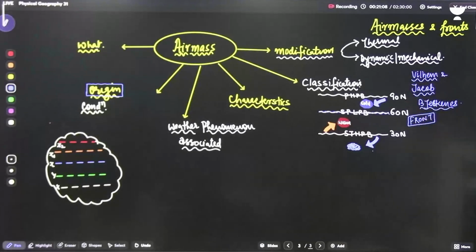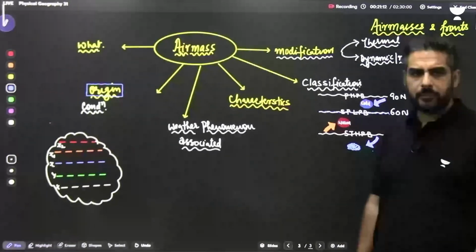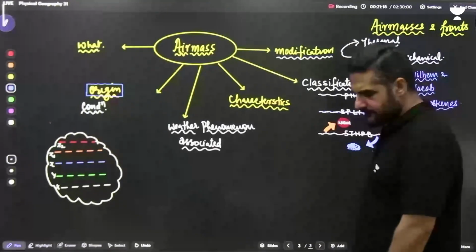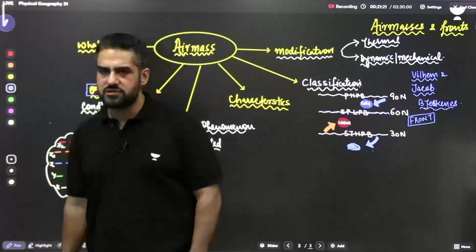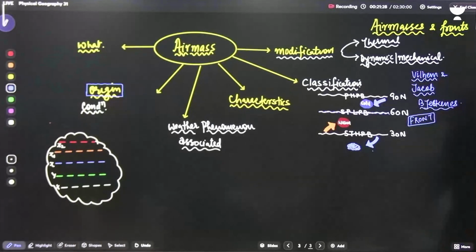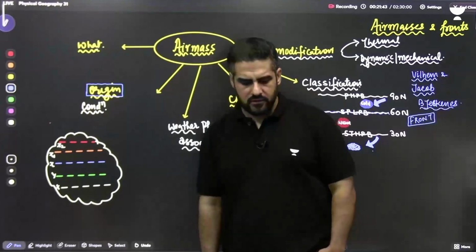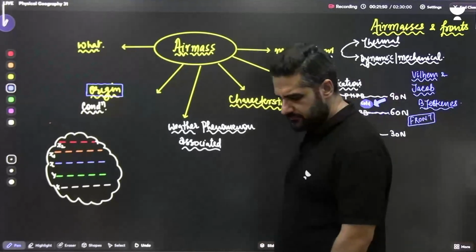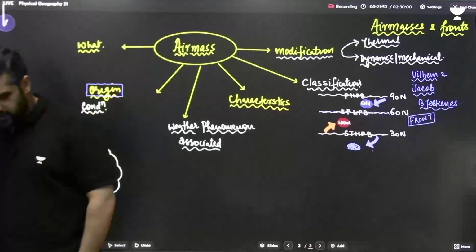It is a natural mechanism by which heat and moisture is transferred across the latitudes. Clear? एक और point लिखो. Air mass is a secondary circulation embedded in primary circulations.